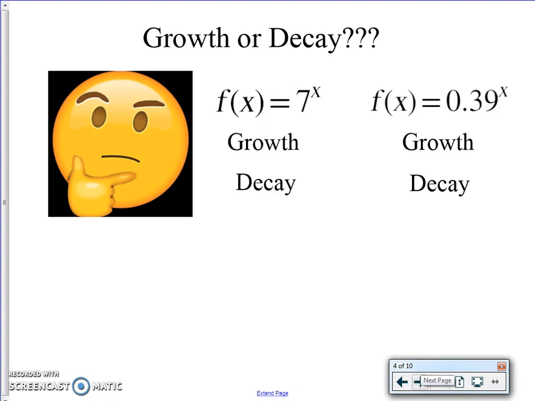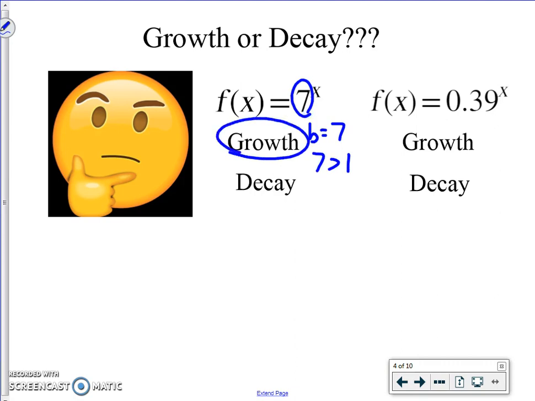So are these growth or decay? Well, f of x is equal to 7 to the power of x. Is this growth or decay? Our base here is 7. Our base is equal to 7. 7 is greater than 1. Therefore, we have growth.